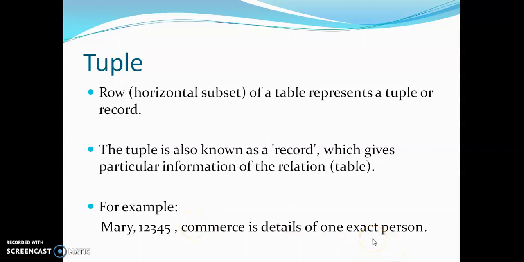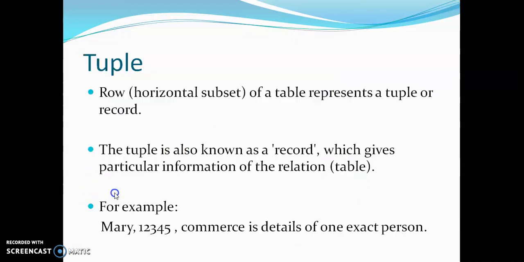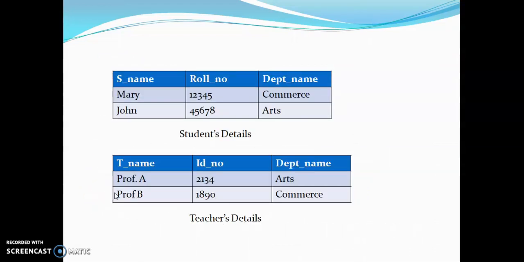Fine. So one row here will give you the record of one exact person. That is what we call the tuple or the record. So every row here represents one tuple. Every row represents one tuple. So here, this particular row represents the details of Professor A. This second row here maintains the details of Professor B. This here is just the heading, the heading of this title.